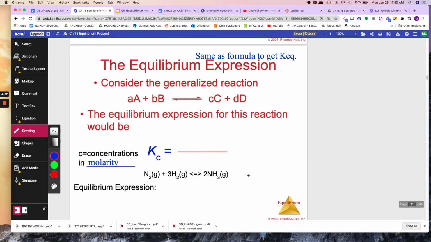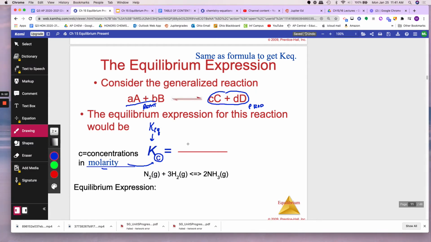So if you have an equation that looks like this, all you have to do is put the products over the reactants. At equilibrium, the expression for this reaction would be, now, if you look at this, it turns into a C. You're wondering, why is that? That's the same as K equilibrium. At equilibrium, the concentrations or the molarities are as follows. If you want to be specific, it could be Kc, or Kp if you wanted pressure. In this case, we're using C for concentration, in molarity. It's products over reactants.